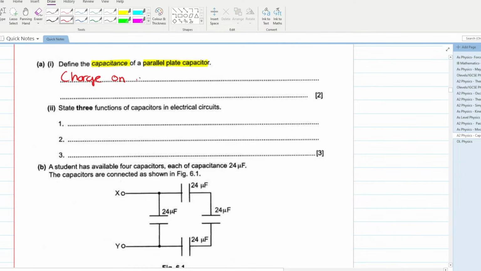Charge on one plate. Because in capacitance you always take, ये charge जो होता है ना, this charge is the charge on one plate. ठीक है. So charge on one plate divided, or you can say charge on one plate per unit potential difference across the plates. ठीक है. पोटेंशियल डिफरेंस दोनों प्लेट्स के अक्रॉस होता है और चार्ज सिर्फ एक प्लेट का लिया जाता है. If you have to calculate the capacitance per unit potential difference across the plates.